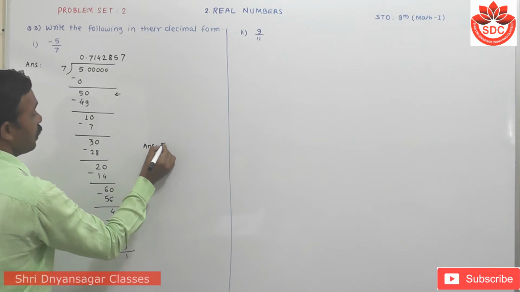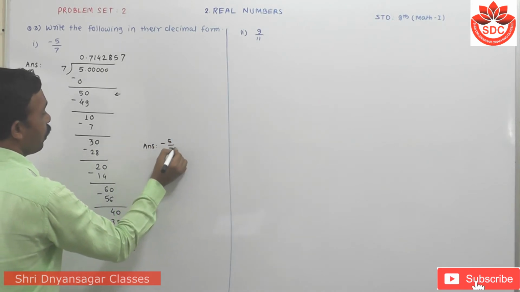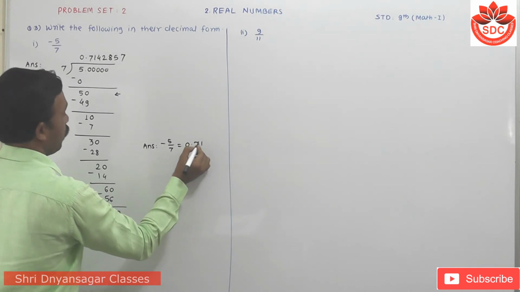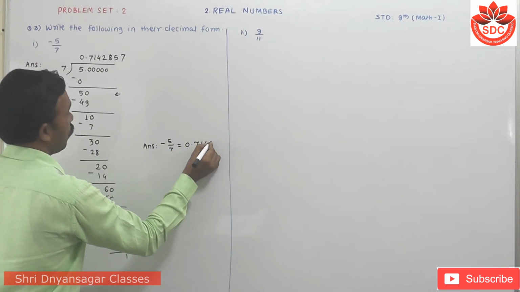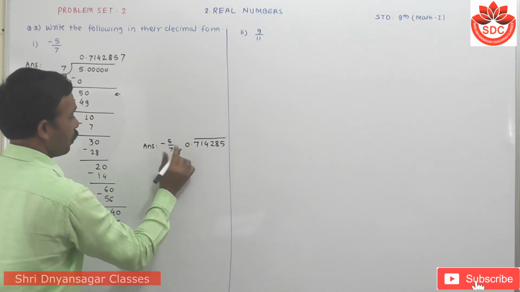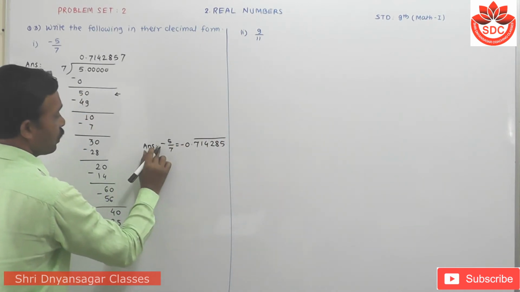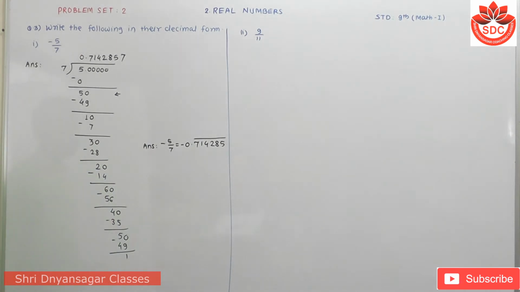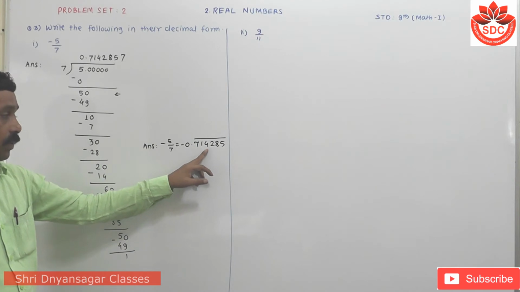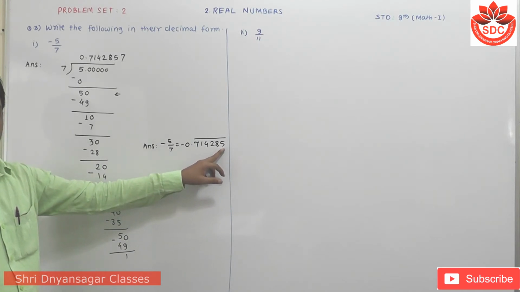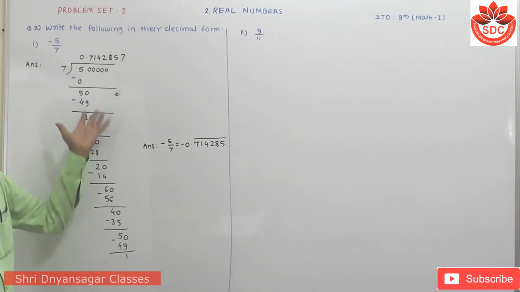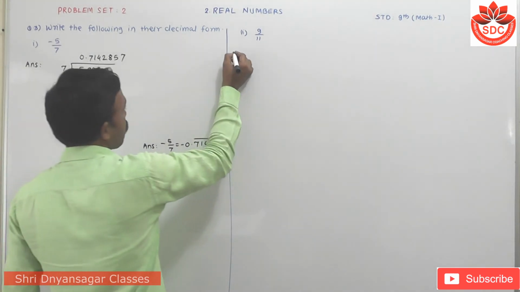Answer: minus 5.5 upon 7 is equal to minus 0.714285 recurring. Here we give the minus sign, because minus 5.5 upon 7 is equal to minus 0.714285 recurring. It means these numbers come again here. So this is the answer. We take the next one, which is again a simple one.